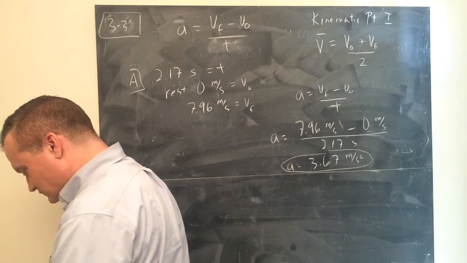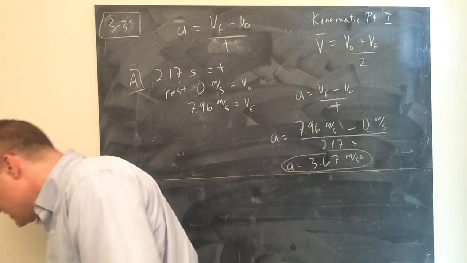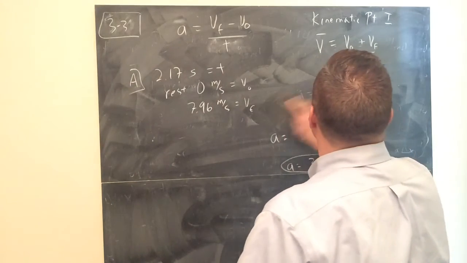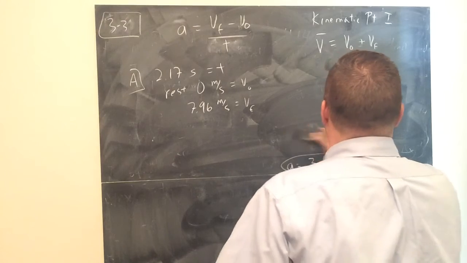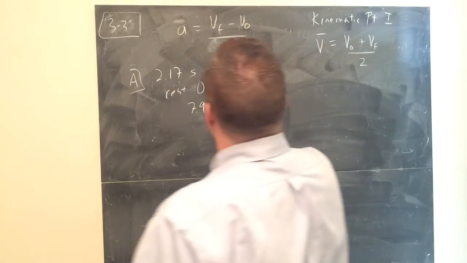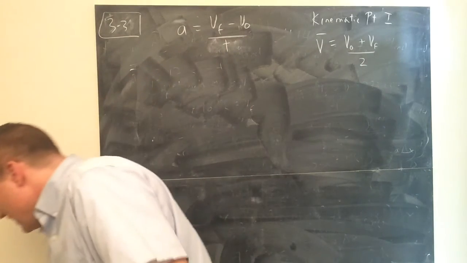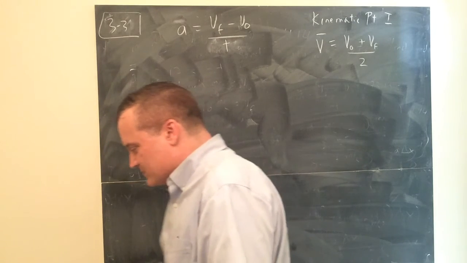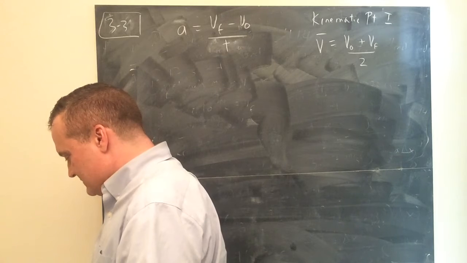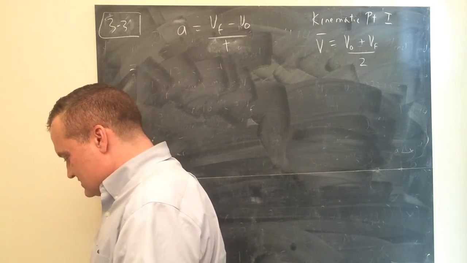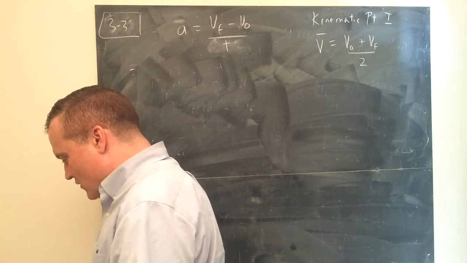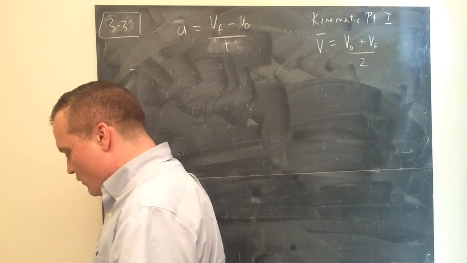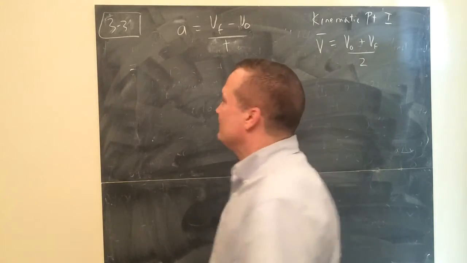Now, it says B, a car traveling downhill reached a velocity of 80.70 meters per second in a time of 6.17 seconds. If the car accelerated at a constant rate of 4.12 meters per second squared, what was the initial velocity of the car?